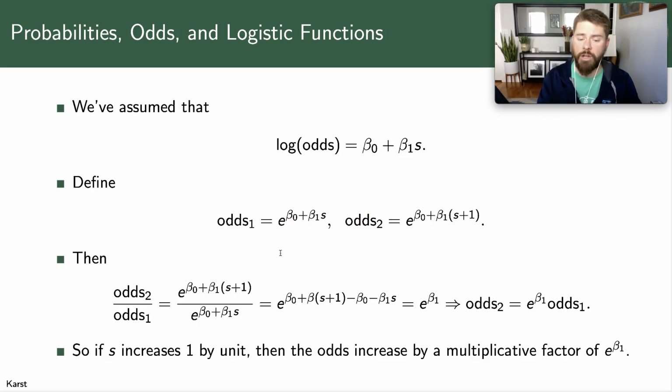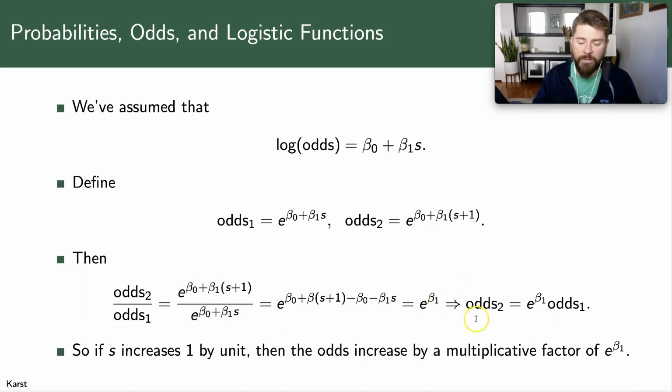So normally in linear regression, we would subtract these two things and look at the difference between y2 and y1. Here in logistic regression land, the thing that actually makes more sense is to take the ratio of the two things. So if I divide odds 2 by odds 1, notice what happens. You may have to review your rules of exponents and fractions, but essentially the beta naughts cancel, the beta 1 s's cancel, and we are left with just e to the beta 1.